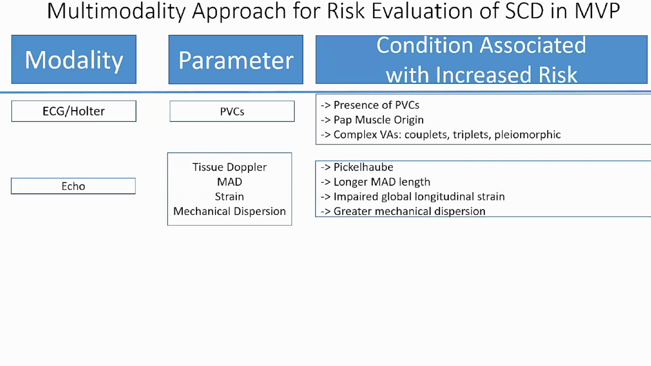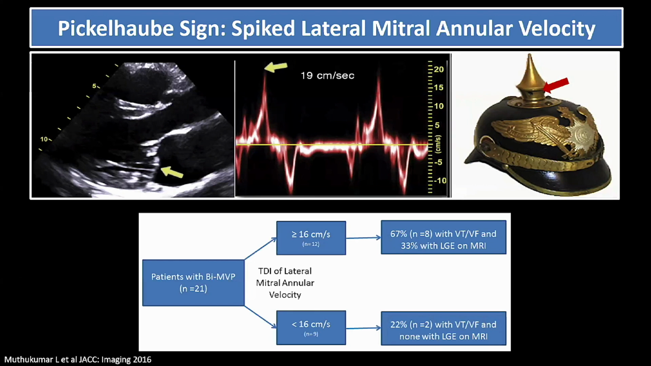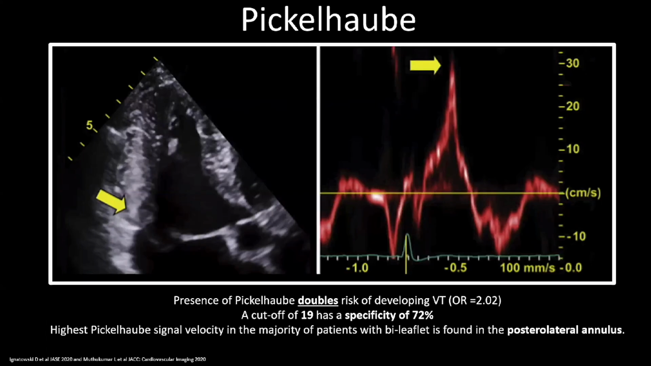The next modality is transthoracic echo, in which you can derive tissue Doppler, mitral annular disjunction, myocardial strain, and mechanical dispersion. This is an example of a Pickelhaube sign, which is a spiked lateral mitral annular velocity. In this study of bileaflet prolapse patients, they demonstrated that when the velocity was greater than 16 centimeters per second, 2/3 had VT/VF and 1/3 had LGE or scar on MRI. This is a more recent study on the Pickelhaube showing that its presence doubles the risk of developing VT. And when you use a cutoff of 19, it has a specificity of 72% for predicting ventricular arrhythmias.